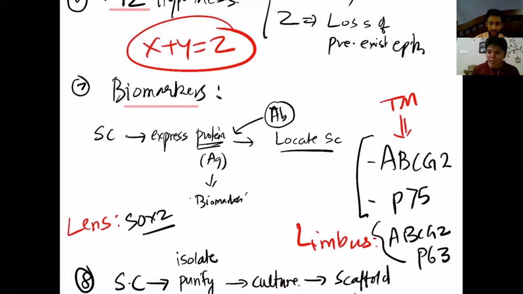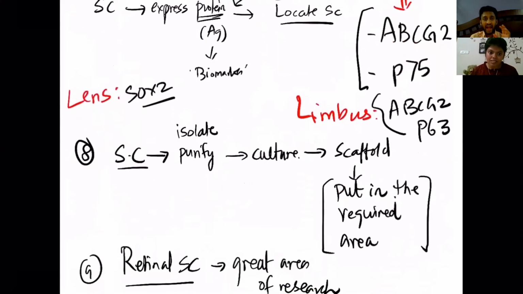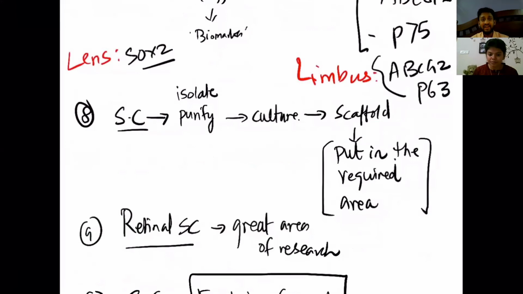Great. Those are the biomarkers. Now, how do we actually use stem cells in therapy? Simply put, when I find a stem cell, I isolate it, purify it, and culture it to make it grow. I add those stem cells to a scaffold or a carrier, and put or inject it into the required area. This is the sequence by which we make use of available stem cells. Or even without a scaffold, we can directly inject those stem cells into the required area.